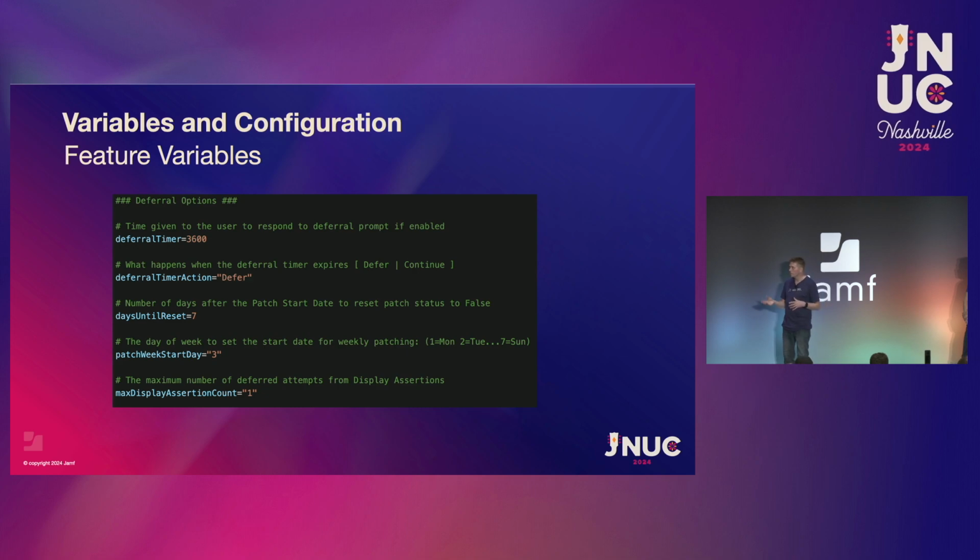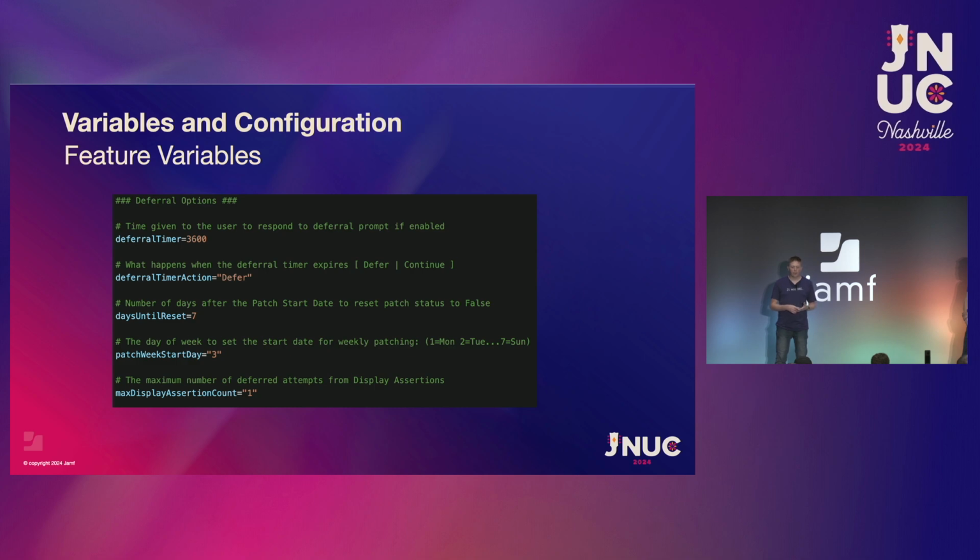So let's go back to the variables a bit. The first is the days until reset. This is going to indicate the number of days after that patch start date to reset that patch status flag. So let's say you wanted to reset every week, you'd set it to 7. So 7 days after that patching cadence started, it would set it back to false. Then the script would run again and prompt them to patch.